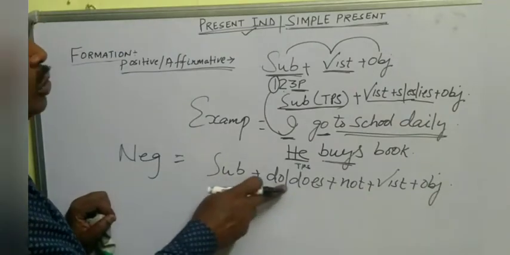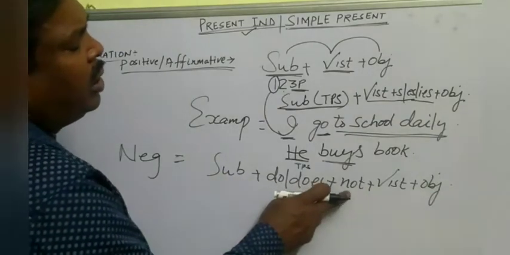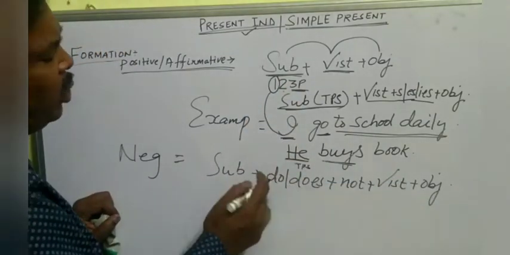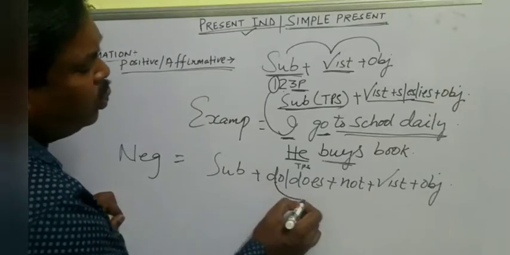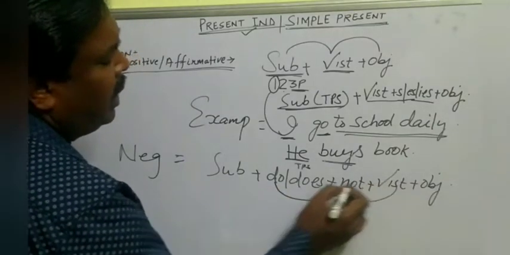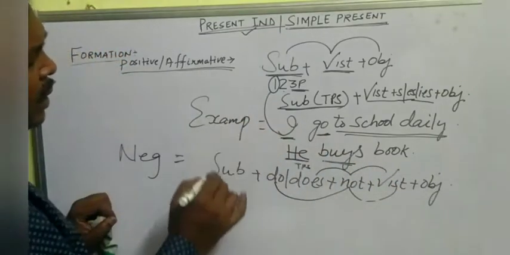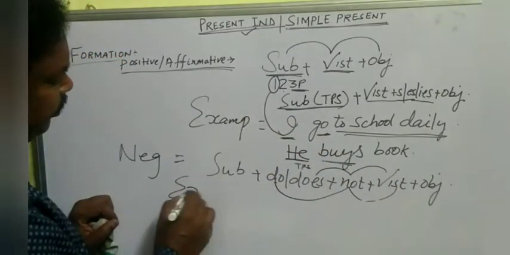Subject plus do or does plus not plus first form of verb plus object. And I have already told you where we shall use do not plus first form of verb and where we shall use does not plus first form of verb. Is it clear? Example.